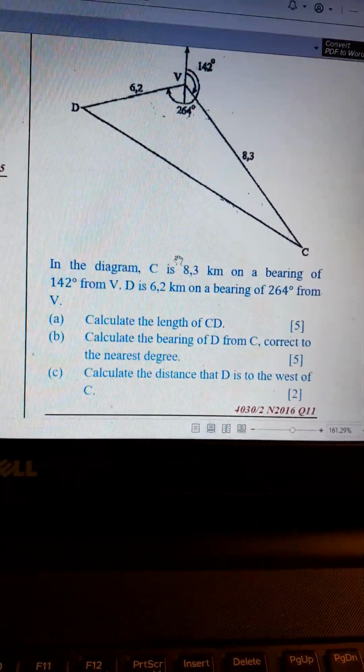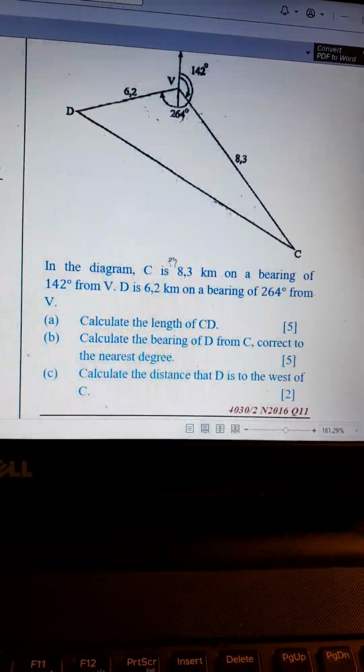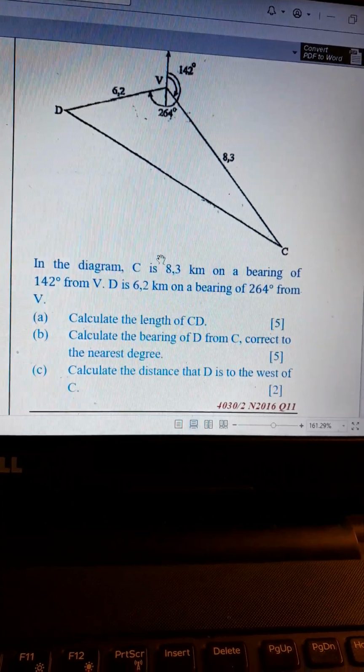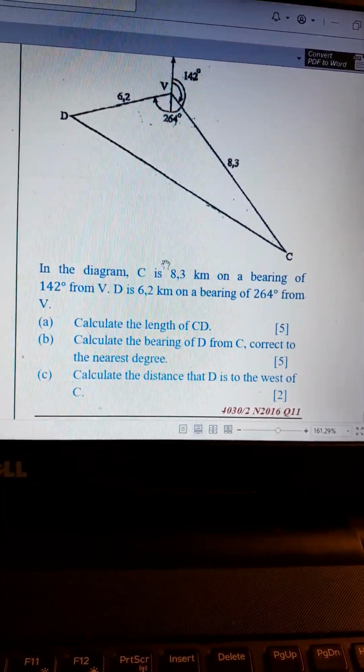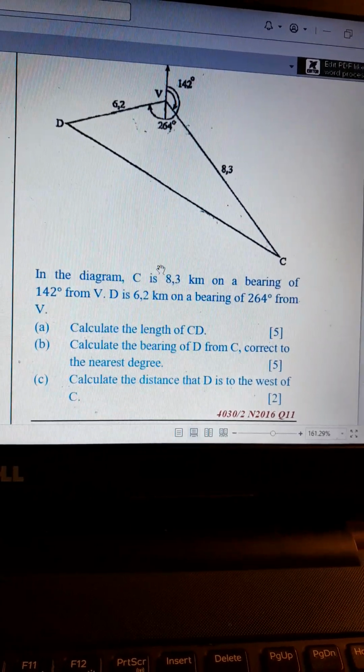So now we are proceeding to item B, which says calculate the bearing of D from C, correct to the nearest degree.